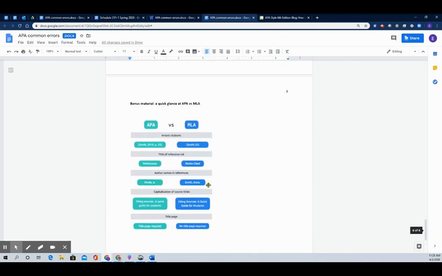And at the very bottom, I have a little bonus material because I stumbled upon it, a nice little visual on the difference between APA and MLA, just so you can see what that looks like.